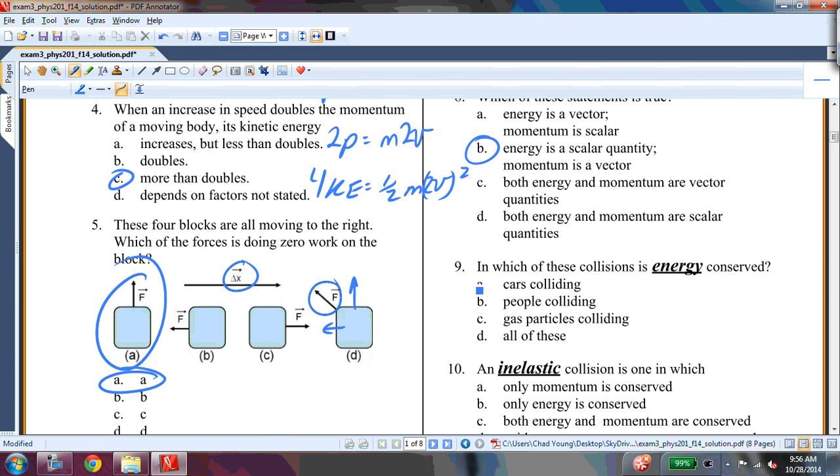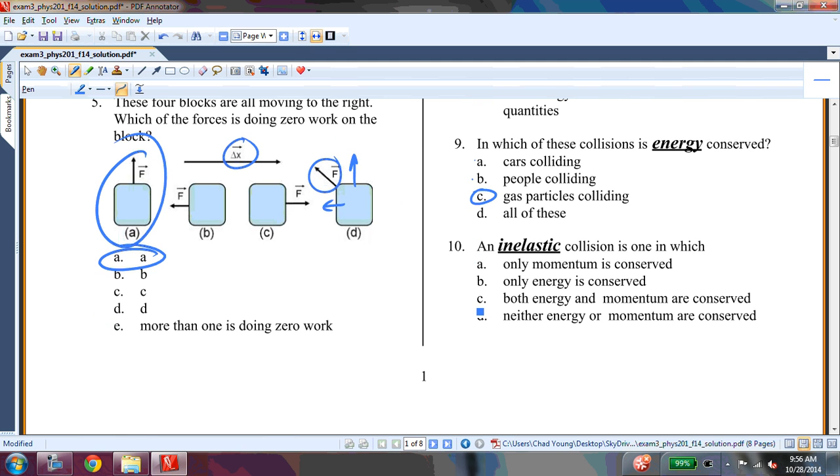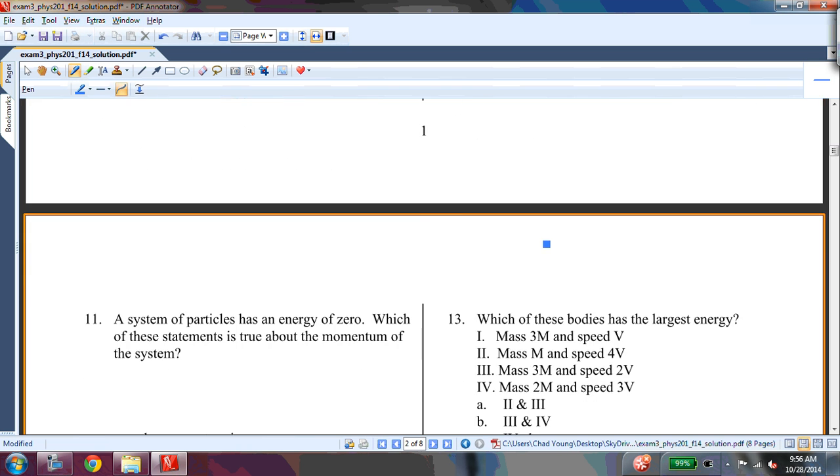In which of these is energy conserved? Only C. In cars and people, these are inelastic collisions, so energy is not conserved. You lose a lot of energy in cars due to deformation of the metal, heat, sound. Same with people colliding. You sort of change the shape of your bodies when you collide. An inelastic collision is one in which only momentum, not energy, is conserved.